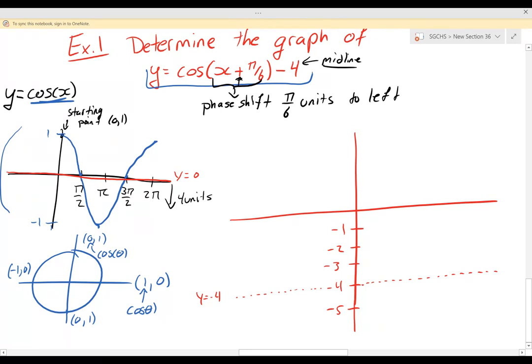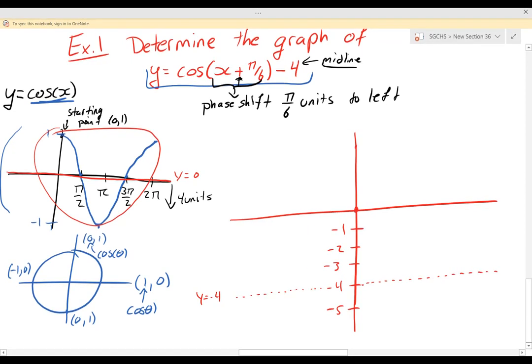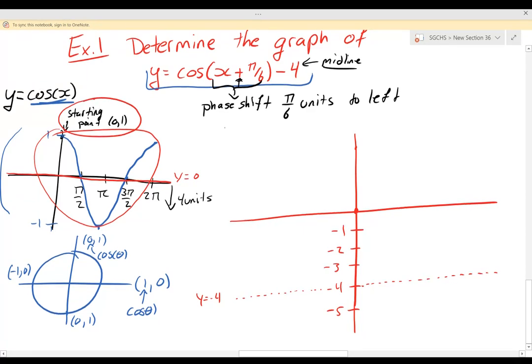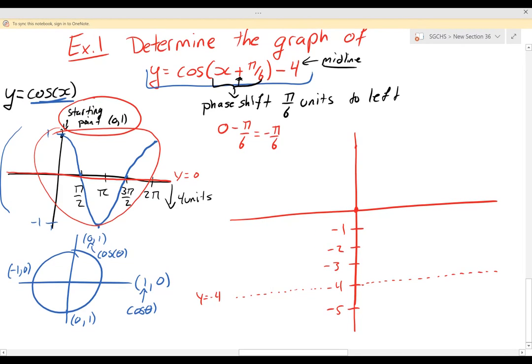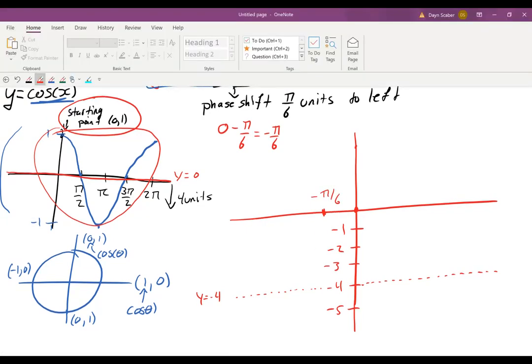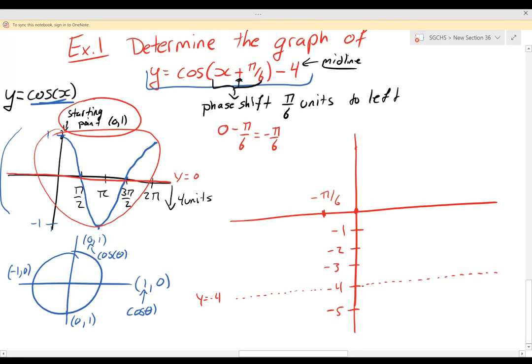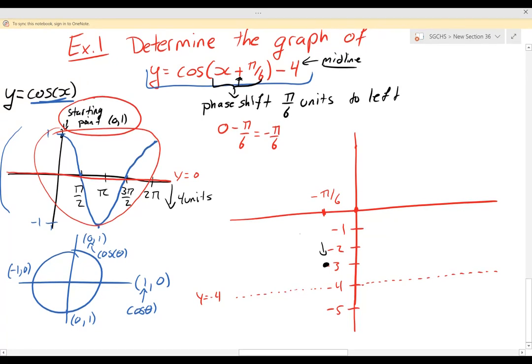Now, what about our phase shift? How do we deal with that? Well, if you think about it, we're just moving all of these important points pi over 6 units to the left. So how about dealing with 0? Where does that new starting point go? Well, 0 minus pi over 6 equals -pi over 6. So our starting point will be found at -pi over 6. So we can graph that. Remember, our amplitude is still 1. So at -pi over 6, we have now moved to this point. That's our new starting point.